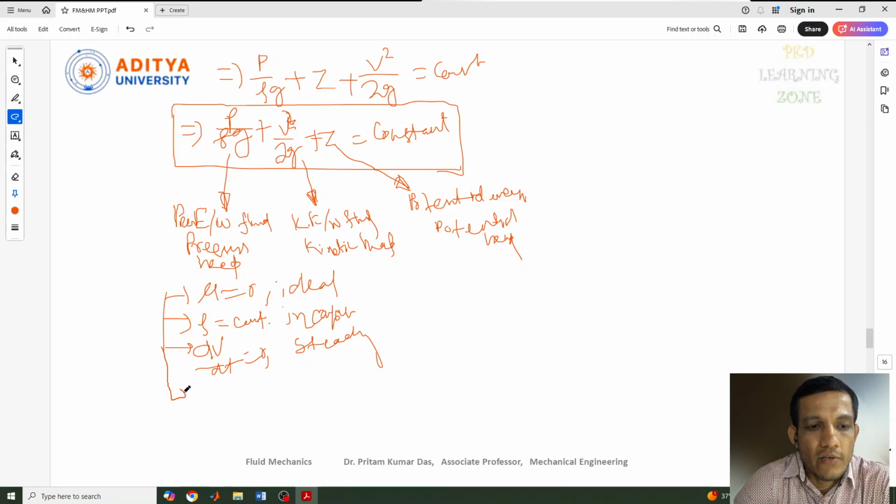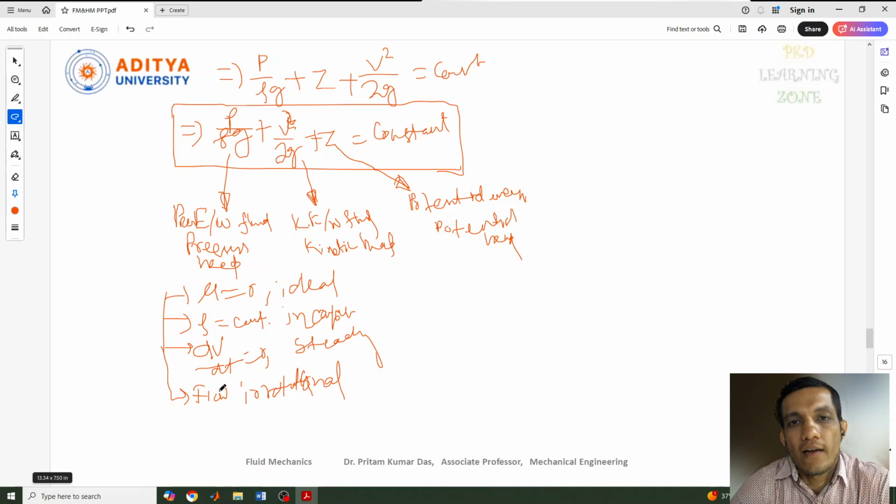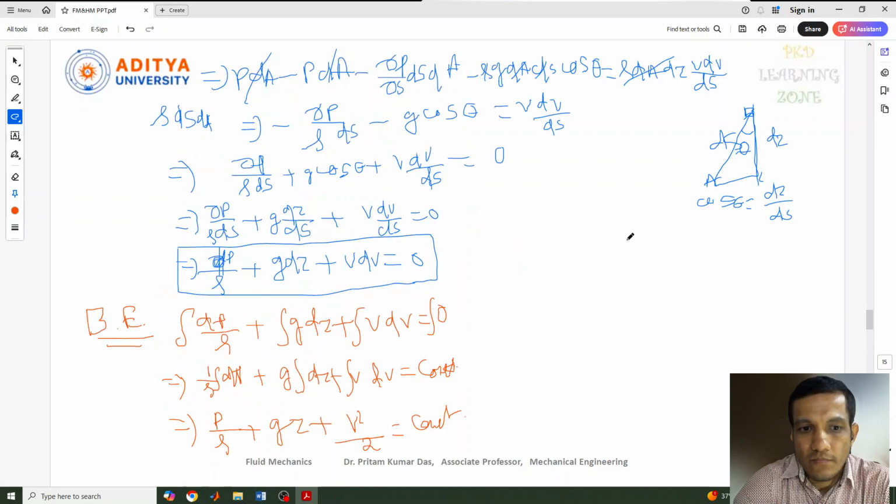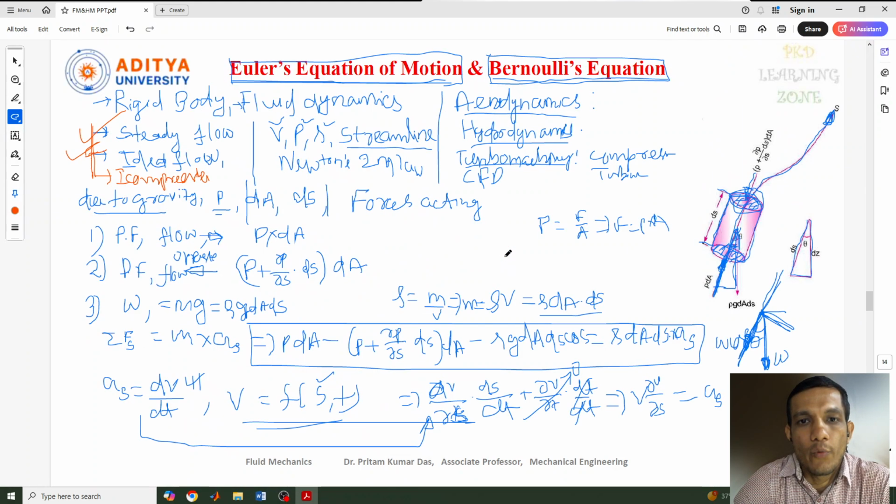And one more thing is also required: the liquid flow should be irrotational. So these are the terms and the methods. This is the assumptions part, this is the derivation part, and this is Bernoulli's equation from Euler's equation of motion. I hope you understand the total concept, how to derive this one.